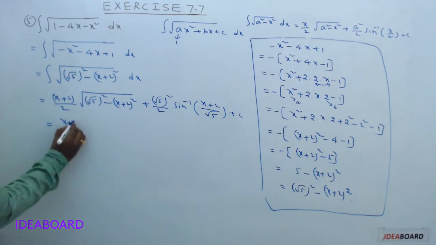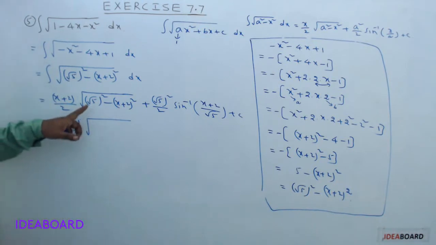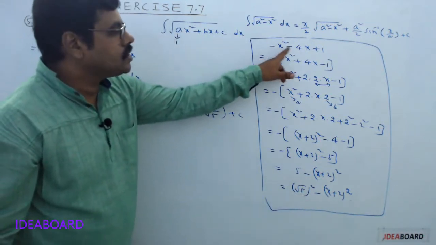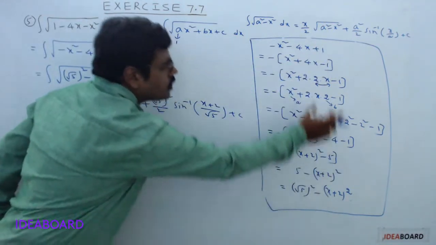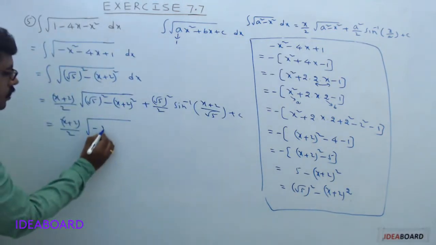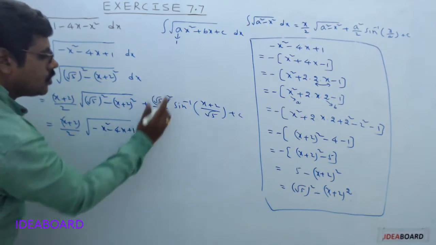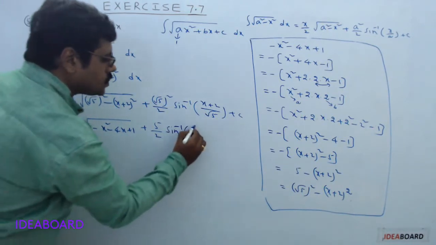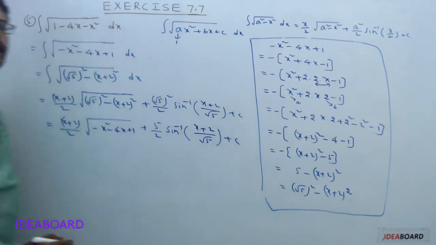Now this is (x+2)/2 into square root of (√5)² minus (x+2)², you can substitute the value: minus x² minus 4x plus 1. So this value is nothing but minus x² minus 4x plus 1, plus (√5)² is 5, divided by 2 into sin⁻¹ of (x+2)/√5 plus a constant c.